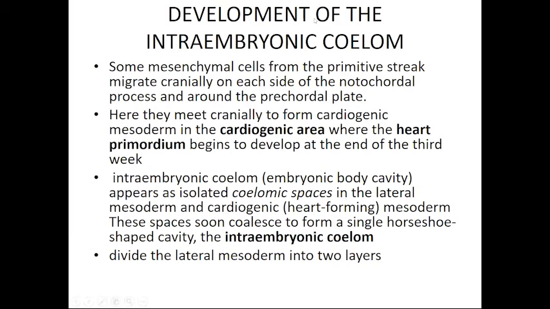How does the intraembryonic coelom develop? Mesenchymal cells from the primitive streak migrate cranially on each side of the notochordal process around the precordal plate. Here they meet cranially in front of the precordal plate, and that area is called the cardiogenic area.